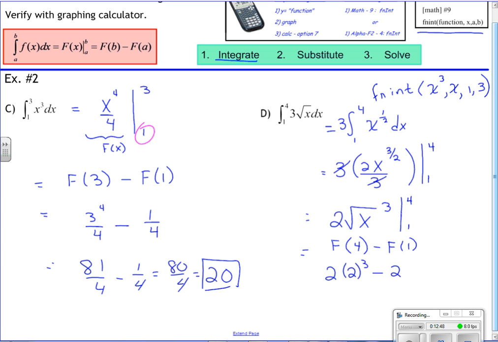Cube it, it's still 1, so I end up with 2 times 1. And that will be 8. 8 times 2 is 16. 16 minus 2, it looks like we get an answer of 14. Please verify it on your calculator.